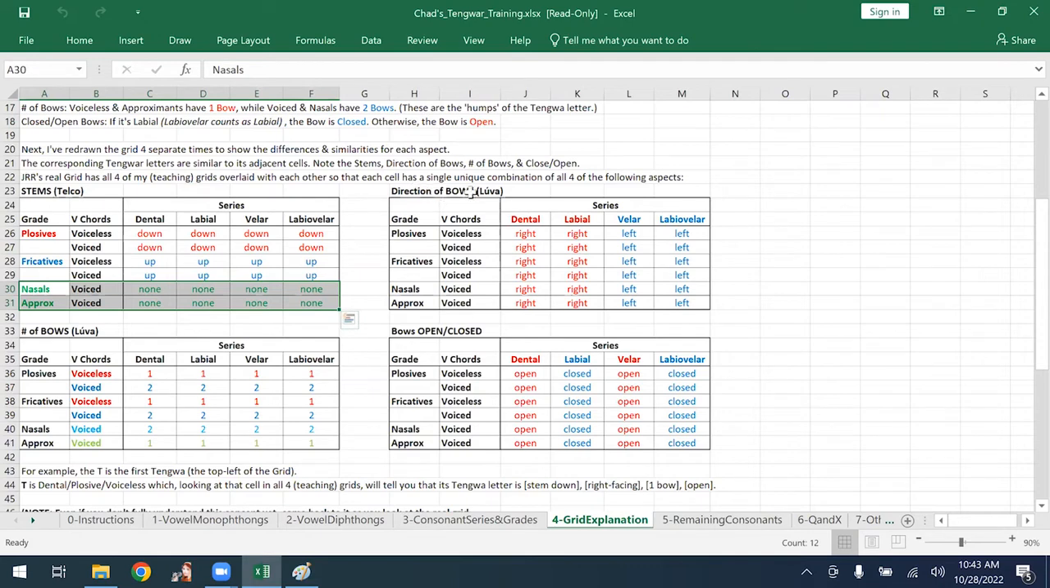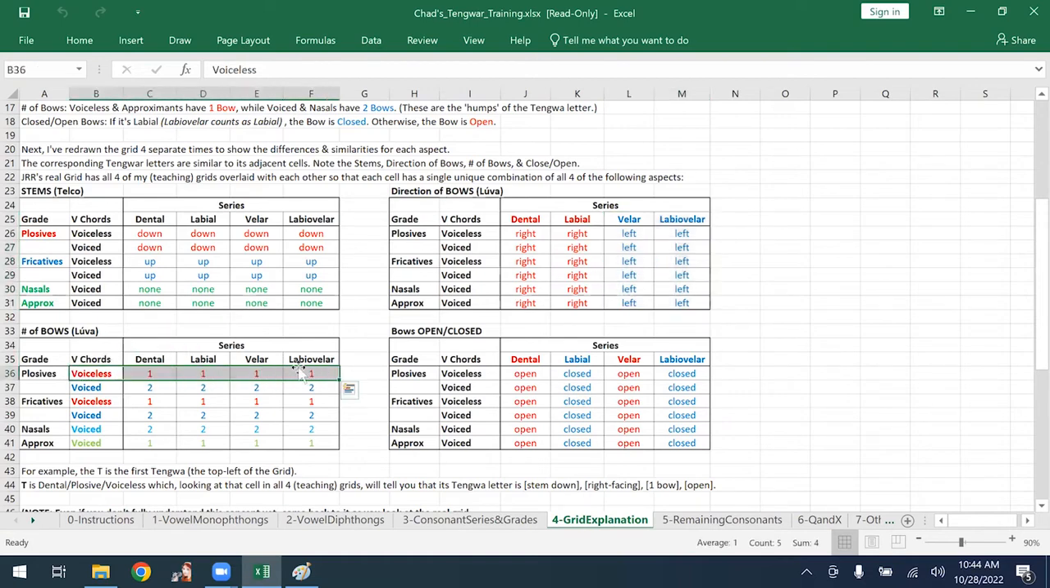So the direction of the bows for the first 2 columns go to the right. Notice the first 2 columns don't have anything to do with velar. So the ones that use the back of your mouth go to the left. The ones that use the front of your mouth go to the right. Velar is what makes stuff go to the left.